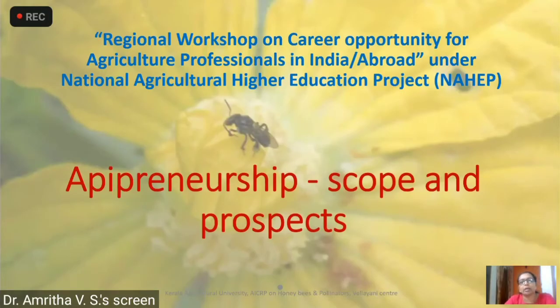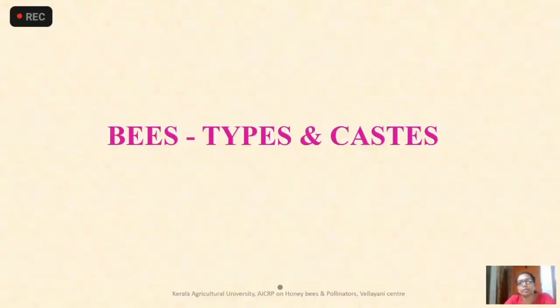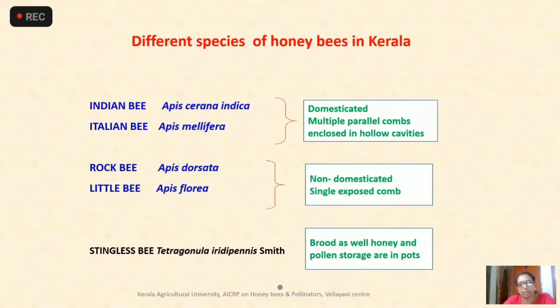You may all know about the types of bees we have. Bees are social insects. Now we can see the different types of bees we have in our country. It is seen throughout our country. Mainly there are 4 types coming under the genus Apis and 1 coming under the Meliponini group, that is the stingless bees. For your better understanding, I have classified them into 2 groups.